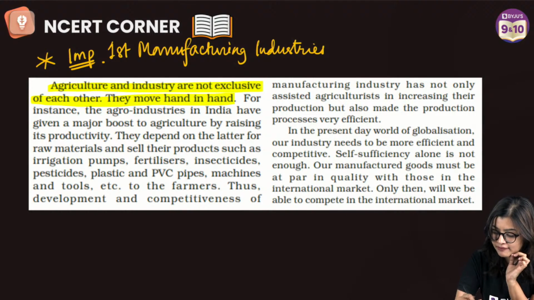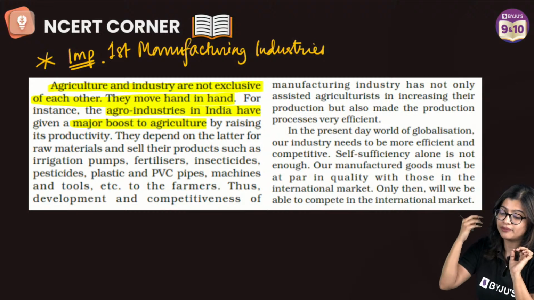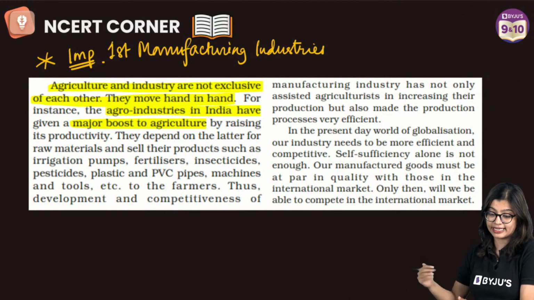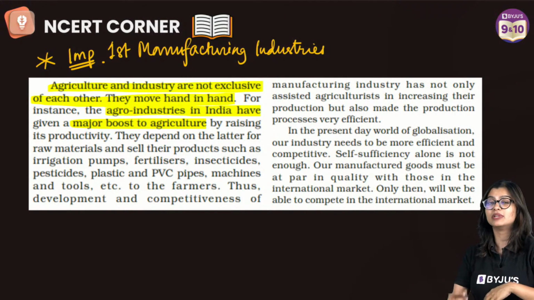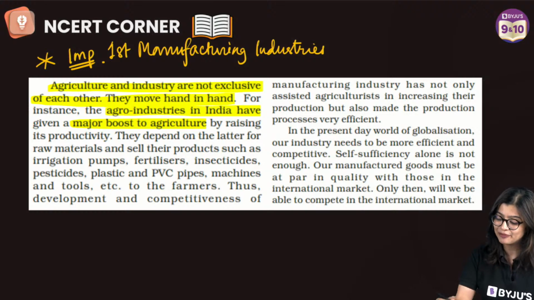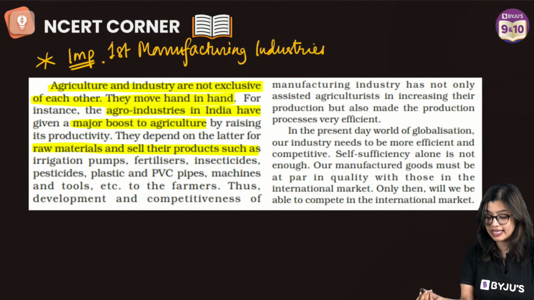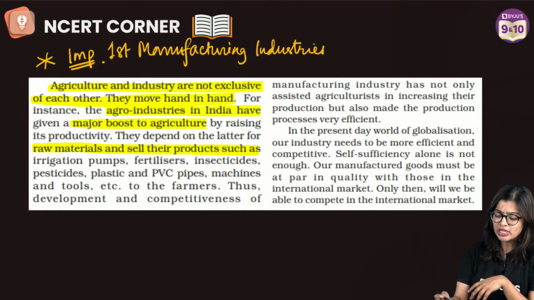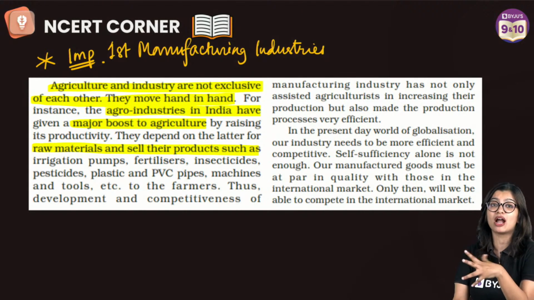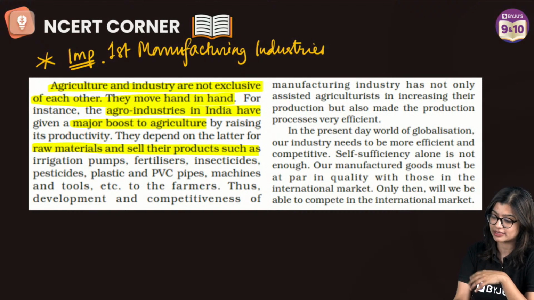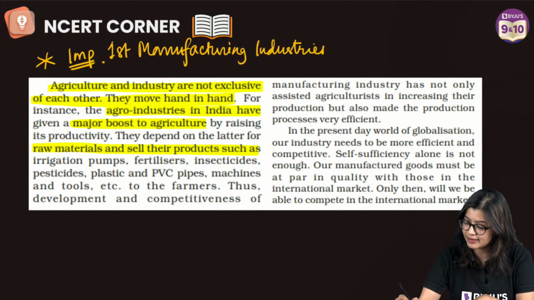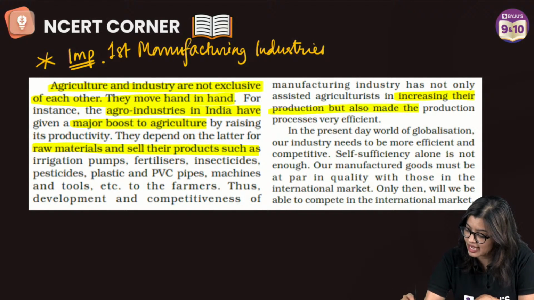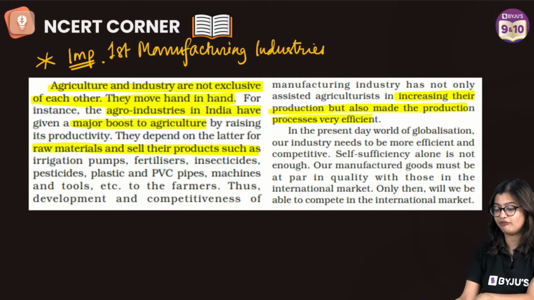Next up, we see that the agro industries in India have given a major boost to agriculture. So thereby it increases its productivity. And of course, how did they do that? Because there's a need for raw materials and products such as irrigation pumps, fertilizers, and so on. So this is creating demand for those agro-based companies, right? And thereby what do we see? Apart from increasing their production, they have also made production processes very efficient.